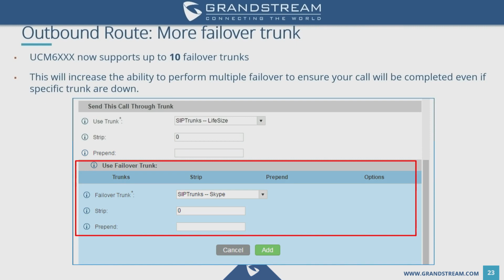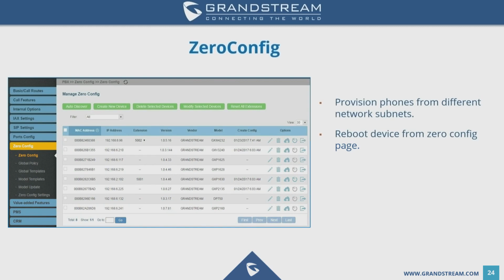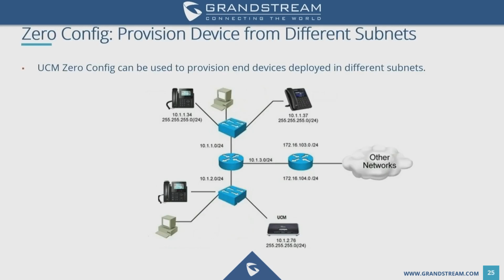More failover trunks. We used to have it, but now we can support up to 10 failover trunks. I think we were limited to half of that number before. Zero config. Now you can provision from different subnets. This is exciting for a lot of people that have been asking for this feature. So as you can see, the UCM is sitting here, and you're going through two different broadcast domains here. You're going from subnet 10.1.2.x to 10.1.1.x.